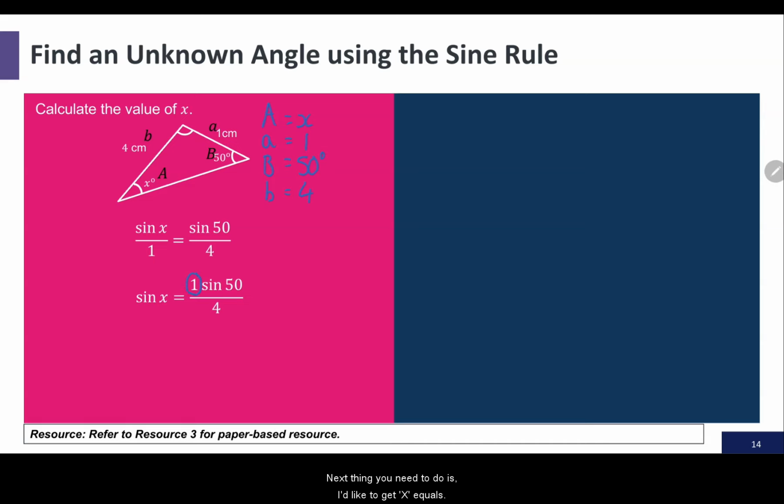Next thing I need to do is I'd like to get x equals, so I need to inverse sine both sides. Therefore, x is equal to the inverse sine, open the bracket, 1 sine 50, all divided by 4. Then I'm typing all of this side into my calculator. And therefore, x is equal to 11.04 degrees.